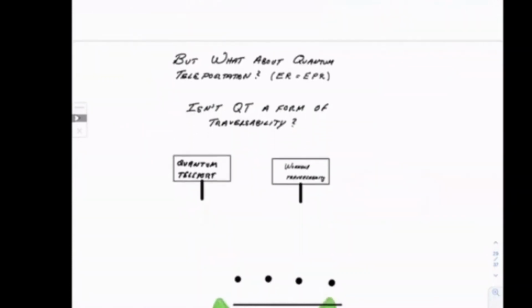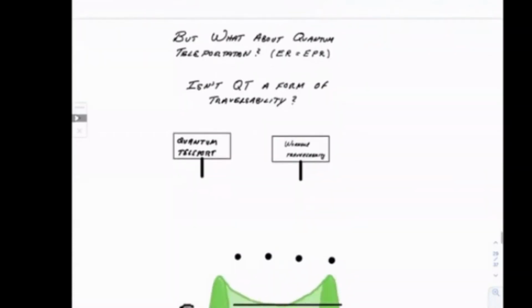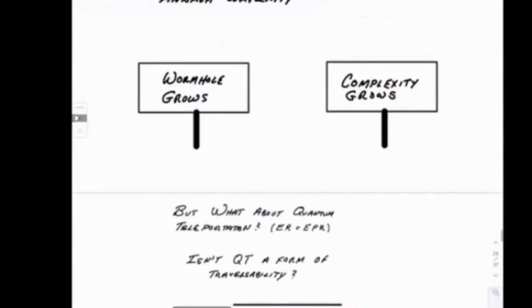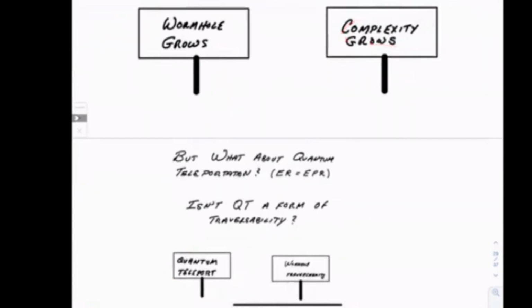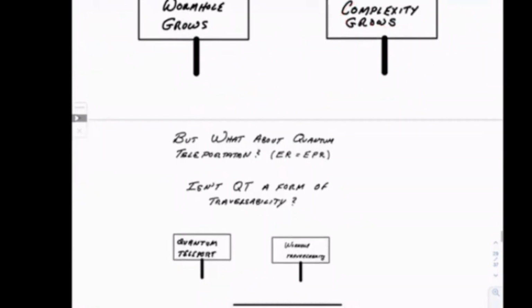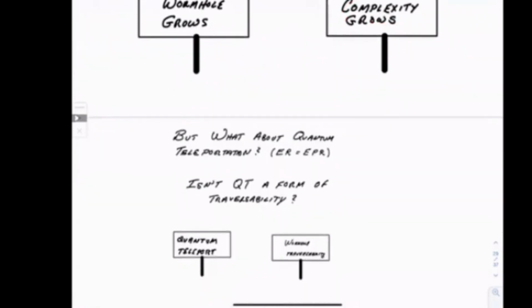Okay, let's come back to something now. What about quantum teleportation? Isn't that a form of traversability? The whole point of wormholes growing, which is related to complexity growth, is that if the wormhole grows fast enough, it cannot be traversed. And that was an important concept because it prevents you from exceeding the speed of light.